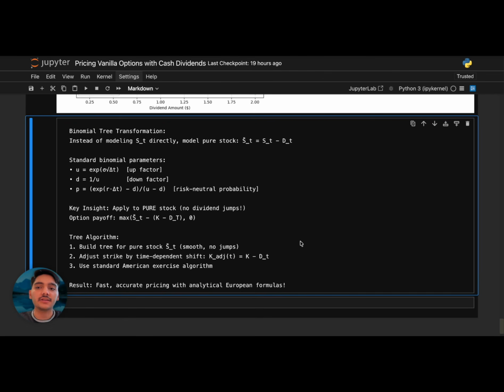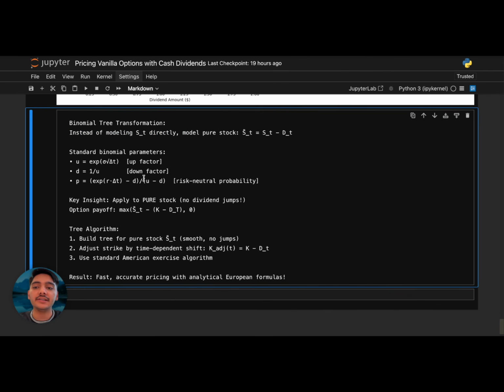So this is a binomial tree transformation. Instead of modeling S_T directly, model the pure stock as this, and these are standard binomial parameters. The key insight is to apply it to the pure stock, with no dividend terms. The tree algorithm is: build the tree for the pure stock, adjust the strike by a time-dependent shift, and use a standard American exercise algorithm. That is fast, accurate pricing with analytical European formulas.